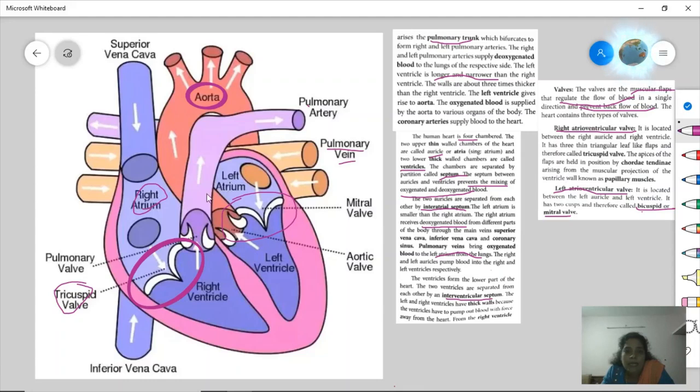I hope everyone understood. Okay, so now we have completed the structure of the human heart and its functions.